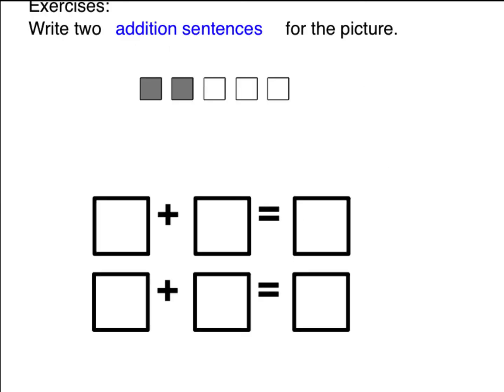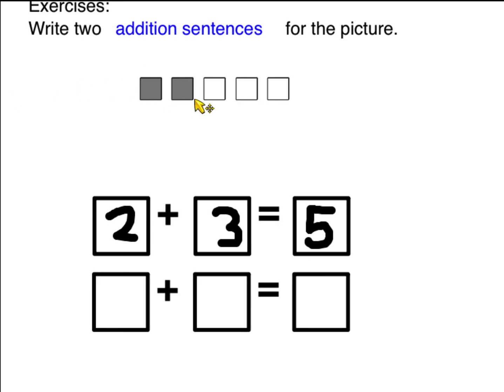So you should be able to make 2 number sentences that match this picture. The first one is the easy one. We're going to start with the gray ones. How many gray ones? 2. How many white ones? 3. And how many do we have all together? 5. And the biggest number when we're adding always goes at the end.